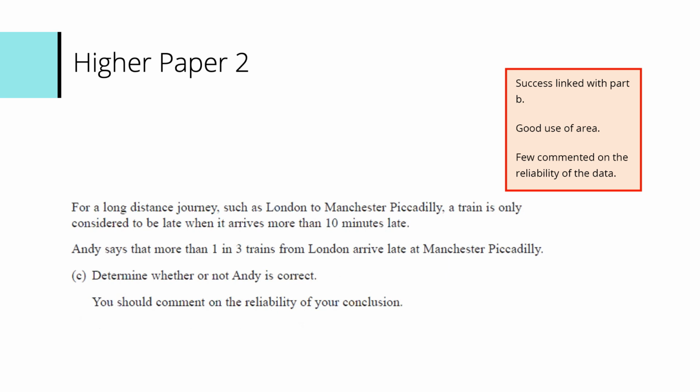Comment on the reliability of your conclusion. The mean score on this question was 1.84, with grade 8 and 9 students getting an average of 3.41 and 2.92 respectively. So, quite a tough question. Students found this part of the question quite difficult, and it mainly comes down to not commenting on the reliability of the data that they've got.